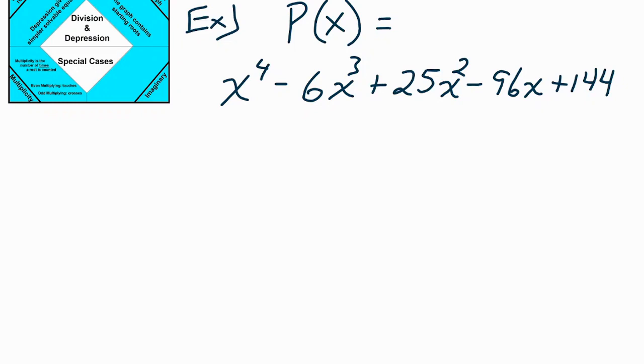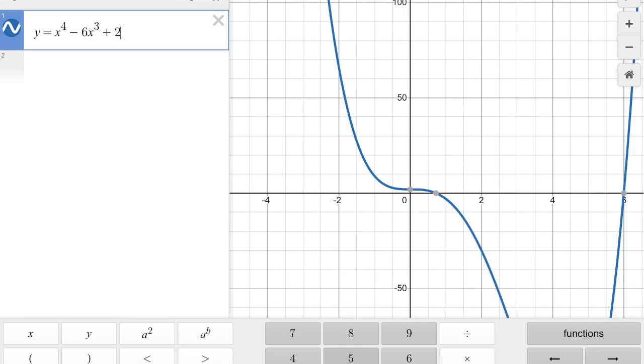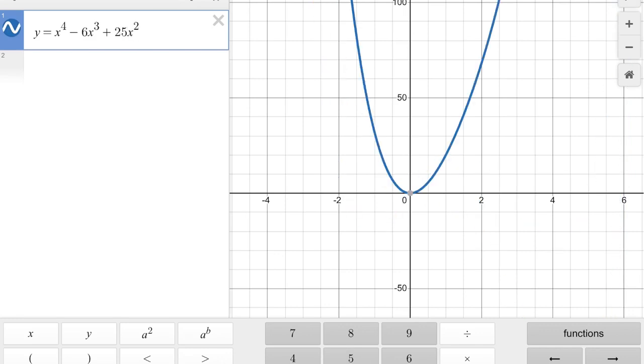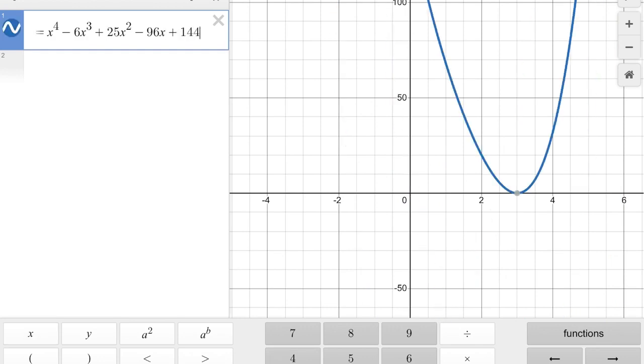Now, there's nothing about this polynomial that screams imaginary. Not at least until you dig a little deeper. So you want to do what we have been doing. You want to try to find the roots. So what are you waiting for? We need a graph, right? If you have a graph, you might be able to find some roots that you can start with. Back to Desmos. So we're typing in x to the 4th minus 6x to the 3rd plus 25x squared minus 96x plus 144.